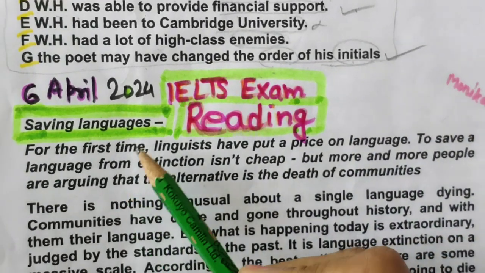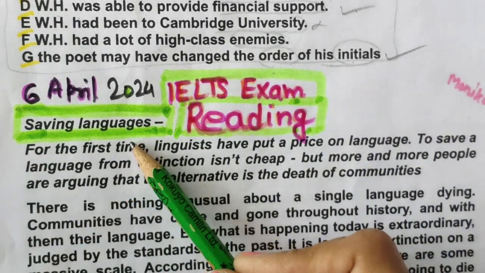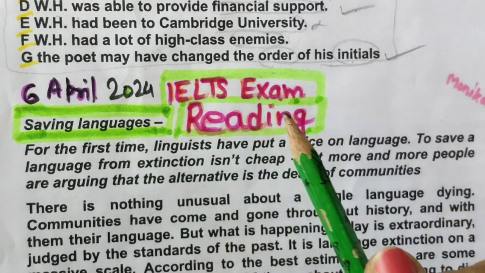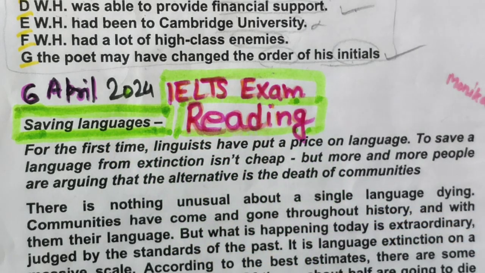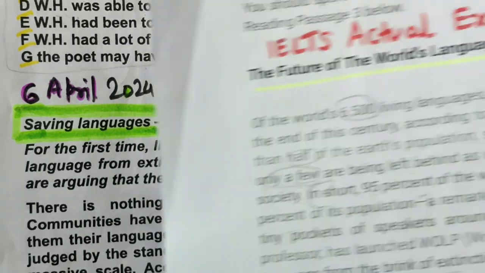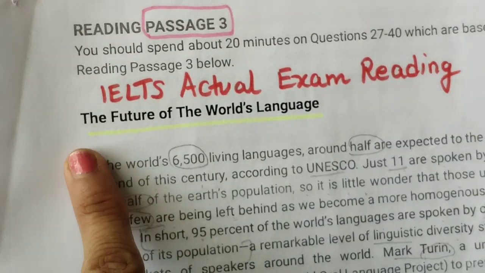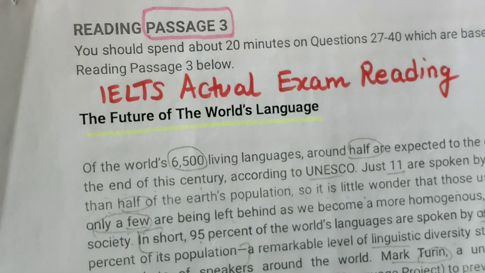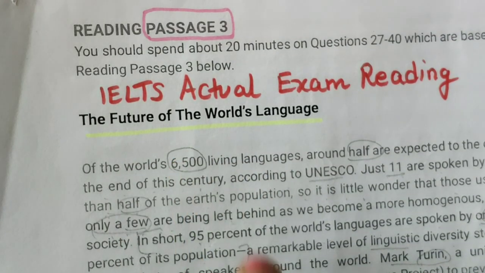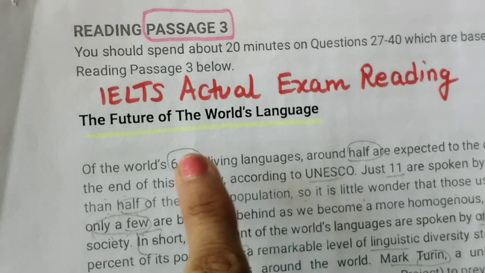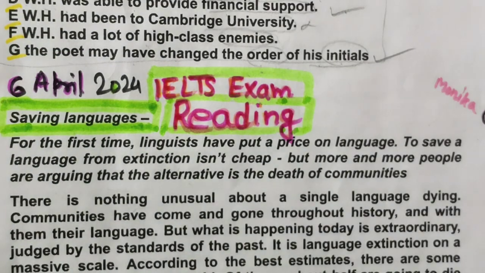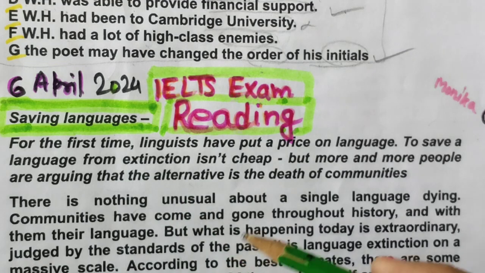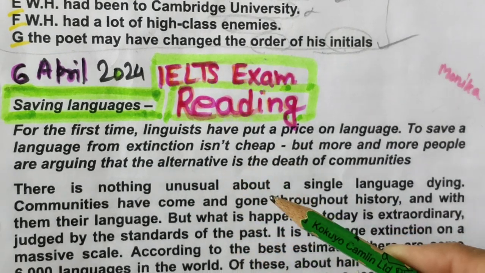So we will be doing this reading passage, that is Saving Languages, and you can see this date, 6th April 2024 IELTS exam. It's a real IELTS exam. Another reading I have already solved for some exam, The Future of the World's Languages. You can just type this name on YouTube and you will get this video solution also. And of course, Saving Languages, saving endangered languages, is the kind of topic this is.